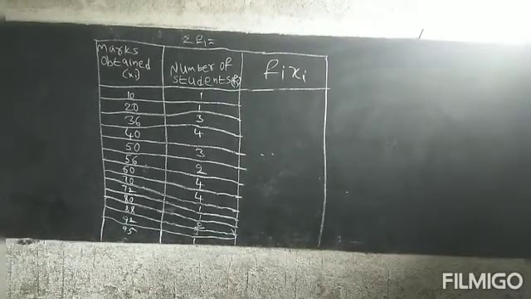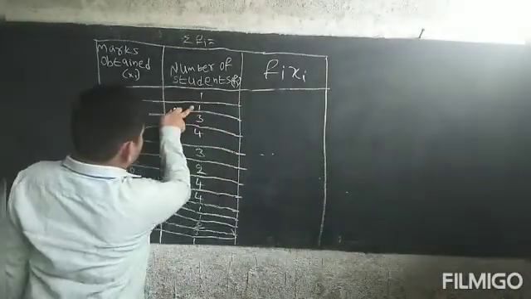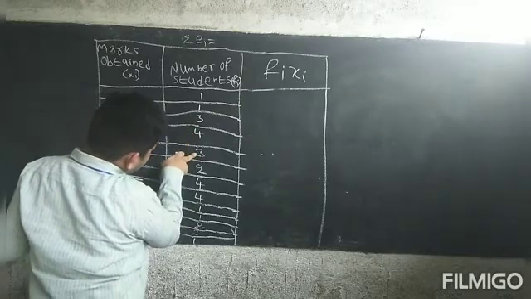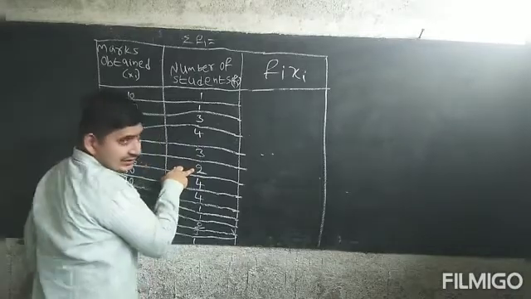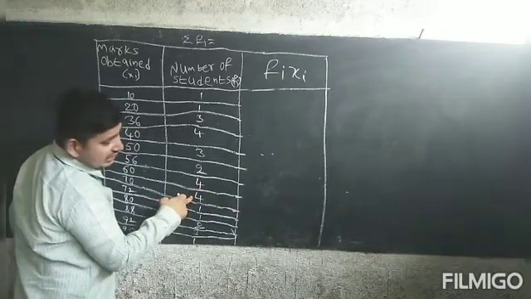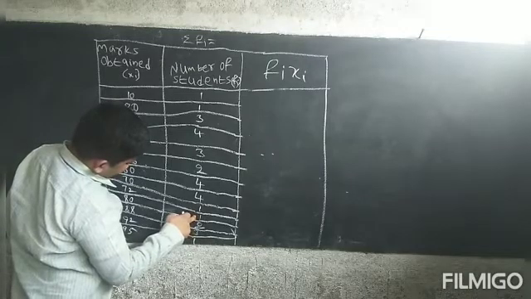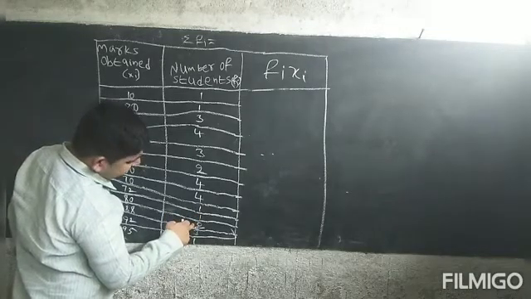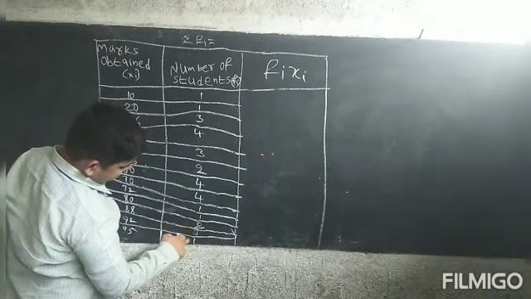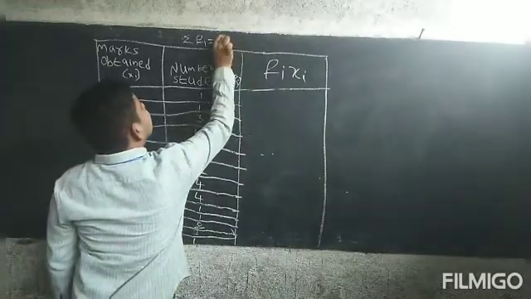Now count the number of students. Okay? Now 1 plus 1, 2; 2 plus 3, 5; 5 plus 4, 9; 9 plus 3, 12; 12 plus 2, 14; 14 plus 4, 18; 18 plus 4, 22; 22 plus 1, 23; 23 plus 1, 24; 24 plus 2, 26; 26 plus 3, 29; 29 plus 1, 30. Okay? So sigma fi is equal to 30.